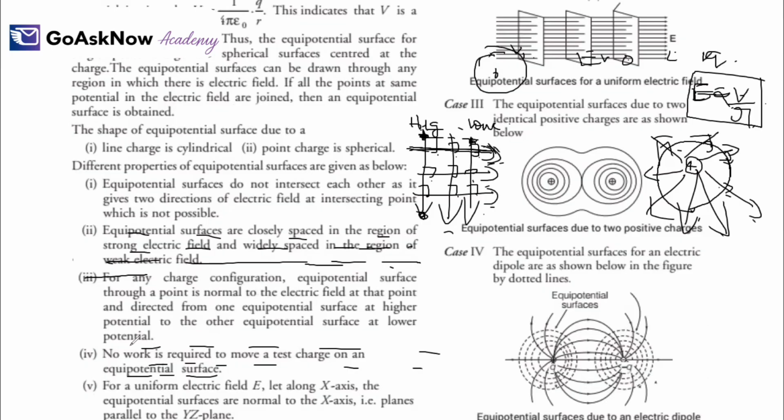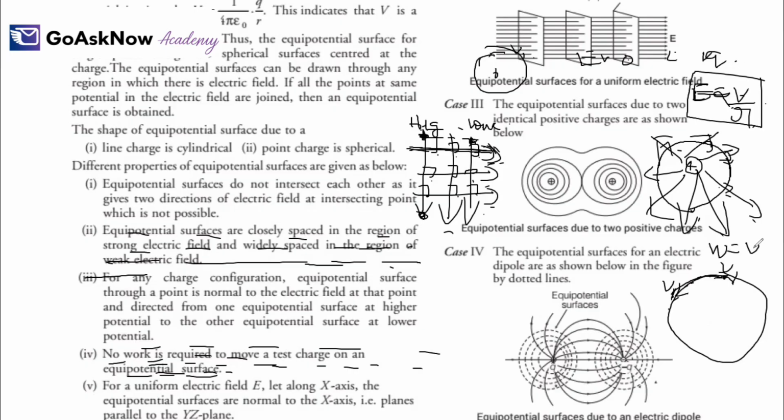Okay. And the fourth point, what is the fourth point? No work is required to move a test charge on an equipotential surface. So this is also very obvious. If you have an equipotential surface here, V is constant at each point. So if you move any point charge from here to here, there is no potential difference from this point to this point.